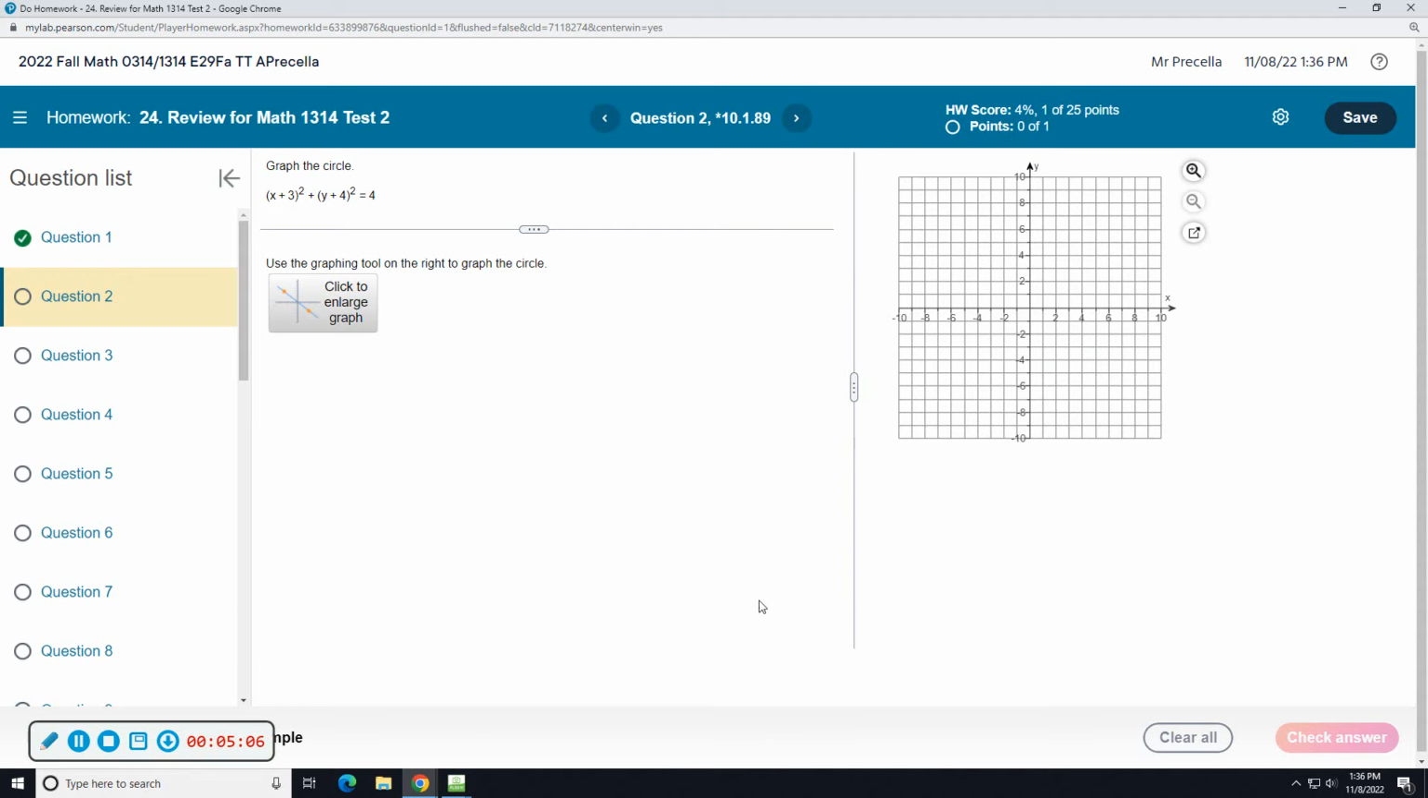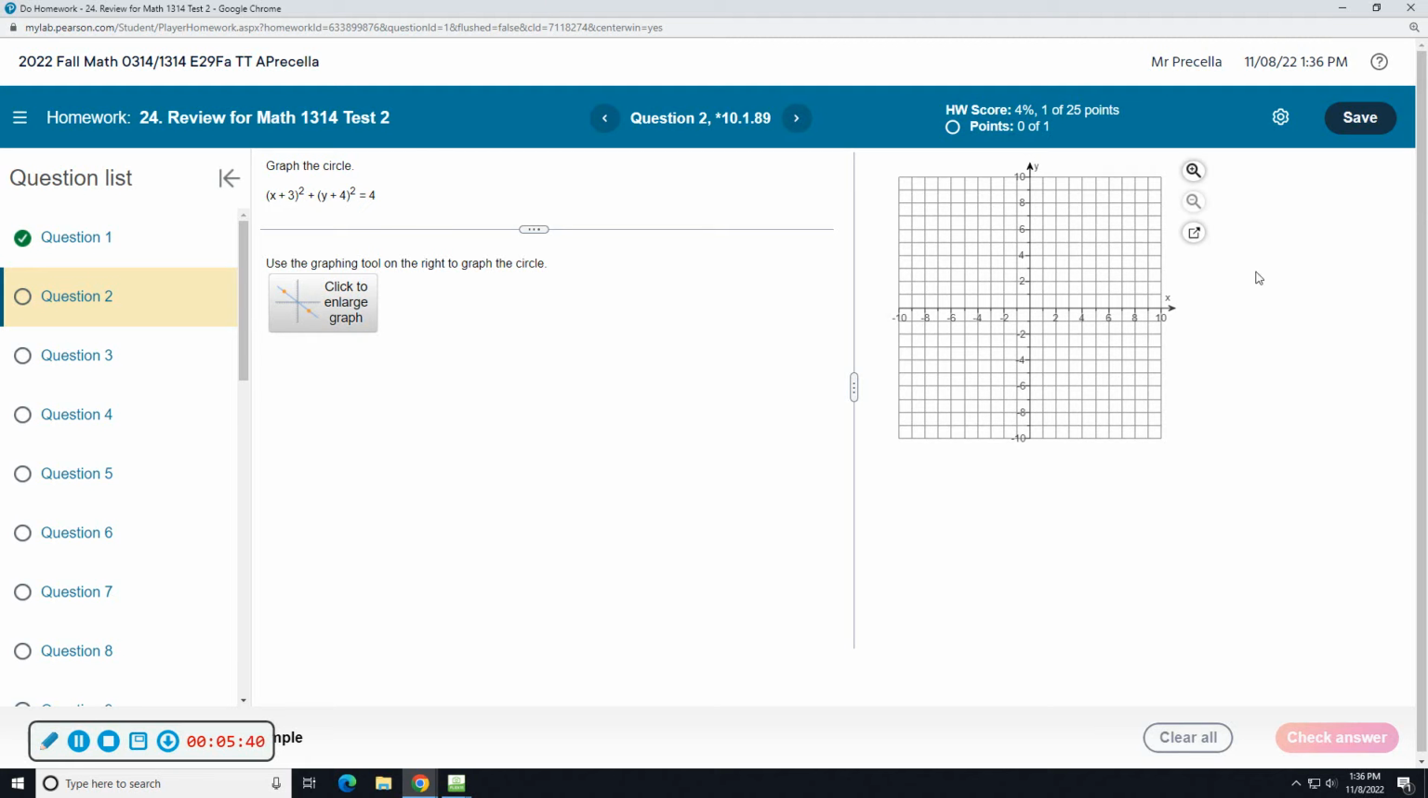Number 2, oh, it's another circle problem. Notice here they give you the equation in center radius form, and all they want us to do is draw the graph. Let me write this problem down. X plus 3 quantity squared plus y plus 4 quantity squared is equal to 4.